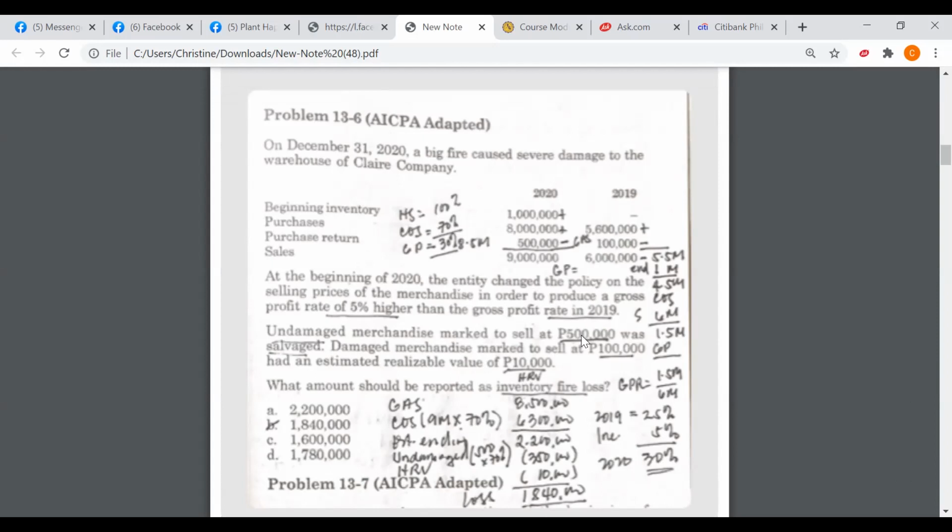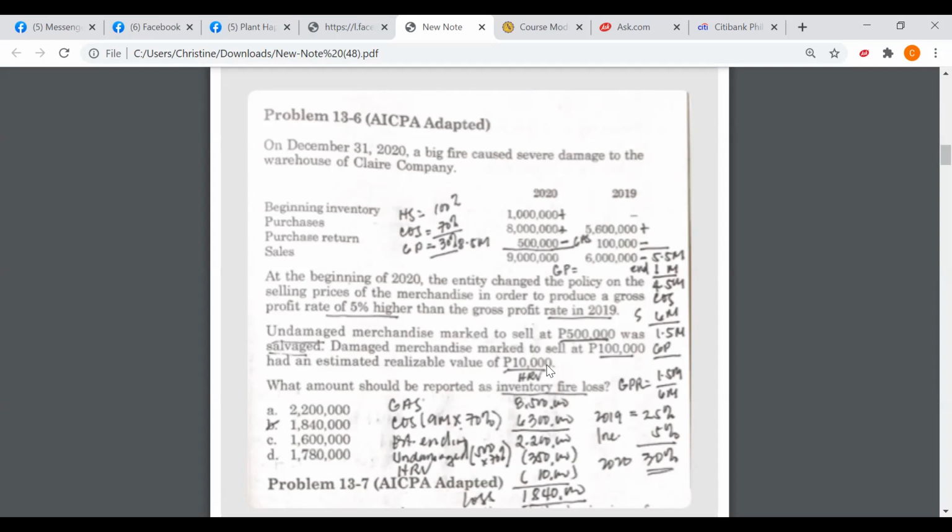It is at sales price. So when we compute later on for our estimated fire loss, it should be converted to cost, not sales price. Then another damaged merchandise marked to sell at 100. This is the sales price of the damaged merchandise, 100,000, but estimated to be realized only at 10. So therefore, we need to write down the 100 into 10,000 only. This is only our recoverable cost.